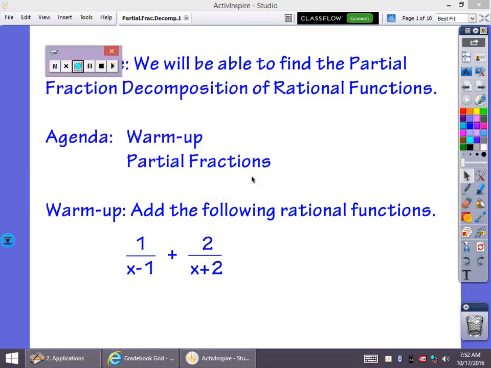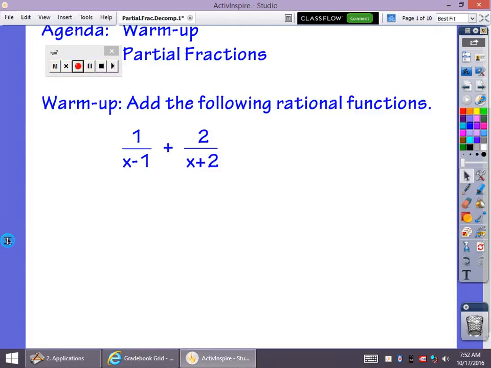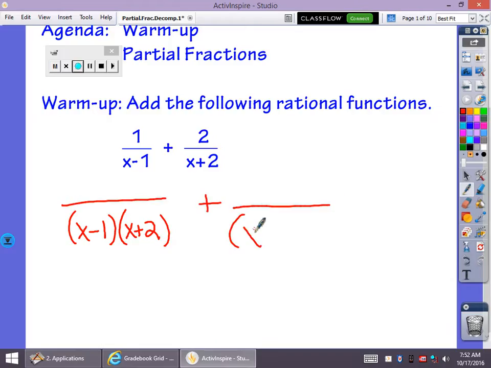All right. Today we're going to be talking about partial fraction decomposition. Let's look at this warm-up first. Okay, what's the first thing I need to do? Find the least common denominator. Because they have nothing in common, I'm going to use both. So I am going to have x minus 1 times x plus 2, and then I'm going to have x minus 1 times x plus 2.